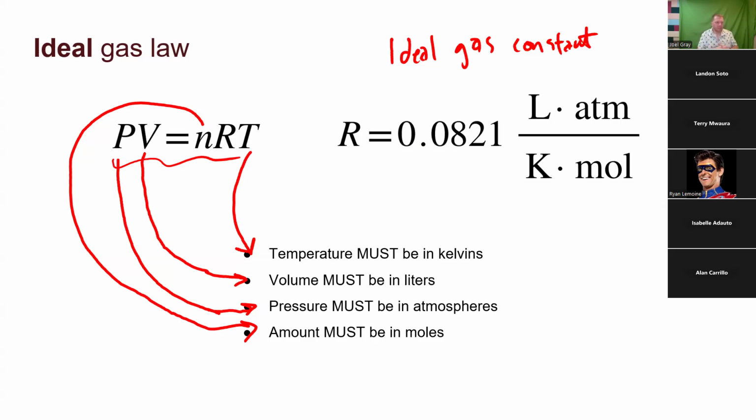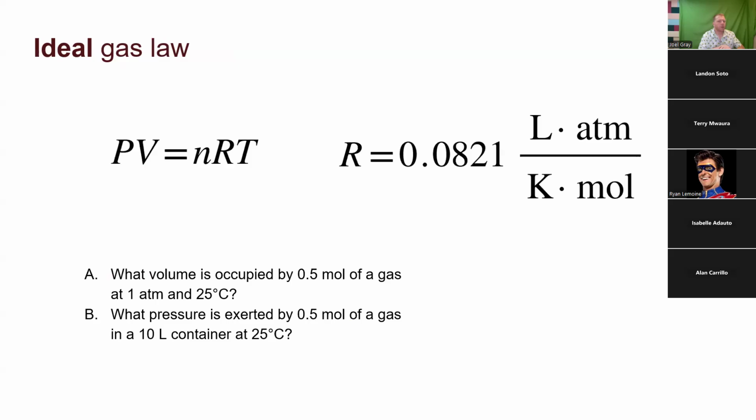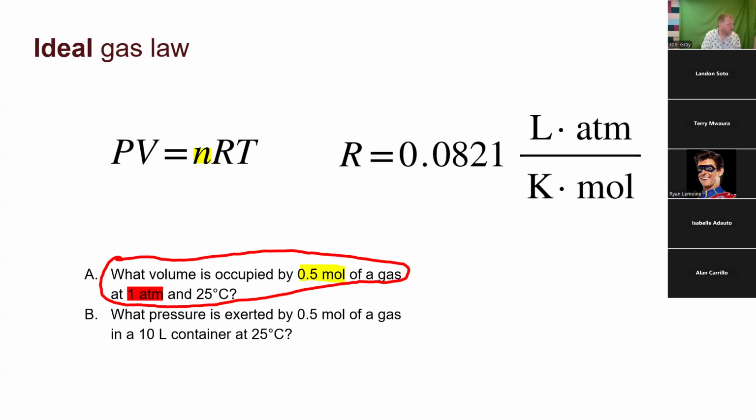Now, what this gets to is a question like you see here. So here is an example of an ideal gas question. What volume is occupied by 0.5 moles of gas? I'm going to change to the highlighter, and I'm going to highlight each one of these individual variables as we work through it. What is N? Well, in this equation, N is 0.5 moles of a gas at 1 atmosphere. 1 atmosphere is what our pressure is. And 25 degrees Celsius. Okay, we've got a problem there.